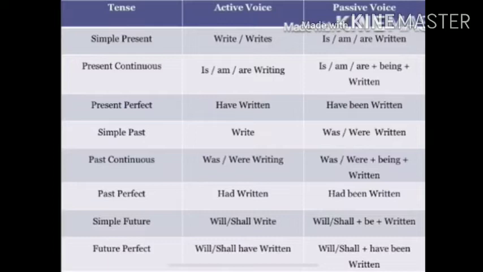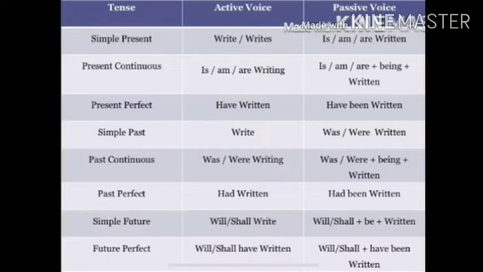Simple past, wrote. But when you change into passive voice, you have was, were, and the verb's third form, that is written. In past continuous, you have was, were plus ing, so writing. When you change into passive voice, was and were remain the same, plus being will be used, same as present continuous, and then the verb's third form, written. Past perfect, we have had and then written. In passive voice, we have had, been, written.